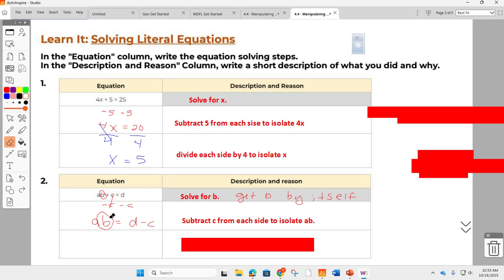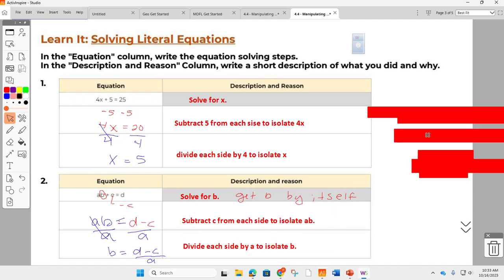What's being multiplied by b? So this is what we have. Yes, a is being multiplied by b, so we divide by a, because remember the whole idea is to get the b by itself. So we have b equals d minus c, all divided by a. We can't do anything else. We can't combine anything else, but our b is by itself now, and that was what we were supposed to do. Divide each side by a to get b by itself.